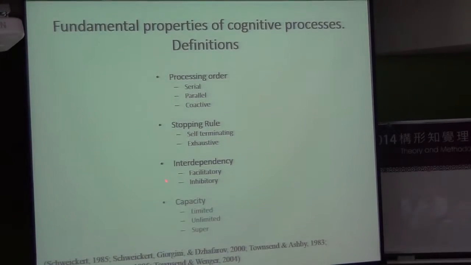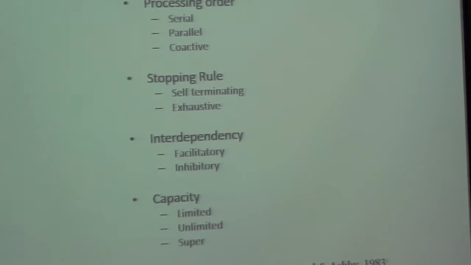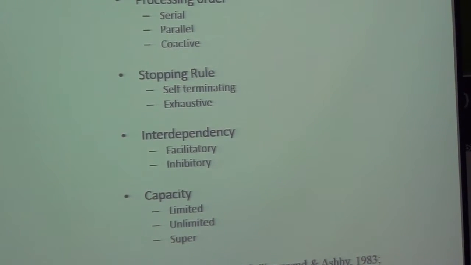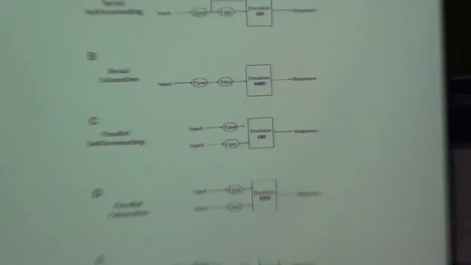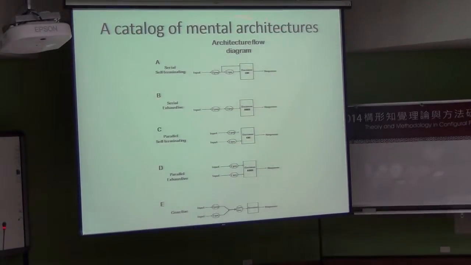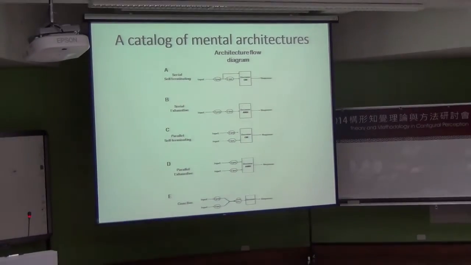And finally, we have something about the capacity. Capacity will be dealt with in the other presentations, not this one. So we'll just quickly skip over this one. So here, I think this is a critical graph. We have a different catalog of mental architectures. That is the missing part I was telling you about.